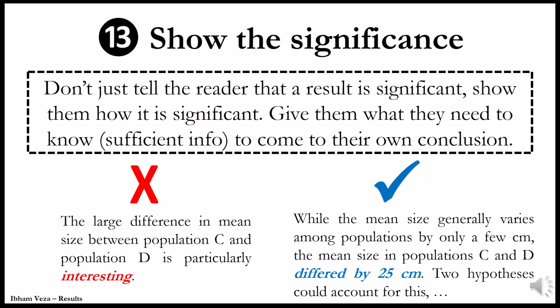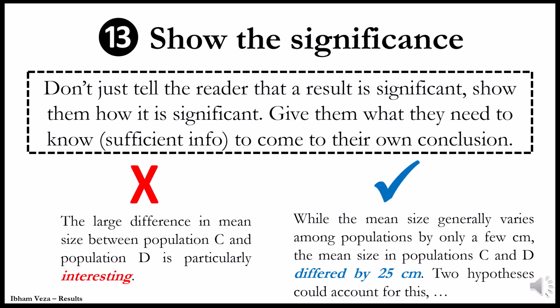13. Show the significance. Key point. Do not simply say your result is significant. Show how it is significant by providing sufficient information so the reader can see the importance themselves. Poor example, avoid. The large difference in mean size between population C and D is particularly interesting.